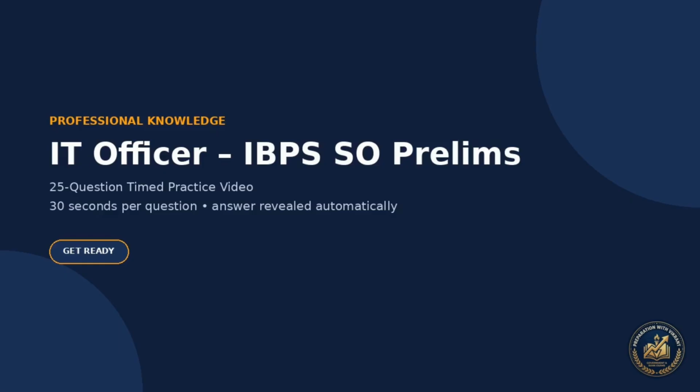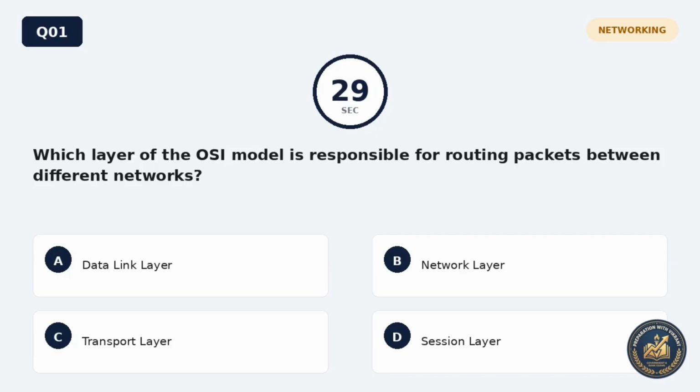Please do subscribe. So first question is, which layer of OSI model is responsible for routing packets between different networks? Option A, data link layer. B option, network layer. C option, transport layer. D option, session layer. So the correct option is network layer.